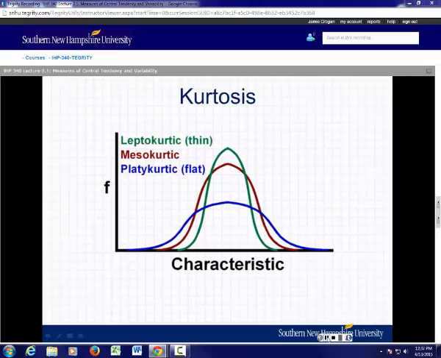Another characteristic of data that we can talk about is something called kurtosis. And this leads us right into our discussion about measures of variability. So on this graph, the brown curve, the mesokurtic curve, is very similar to the normal curve that we've been talking about so far. But there are situations where the curve could be much more clustered or narrow and a little bit taller. That's the green curve, the leptokurtic curve.